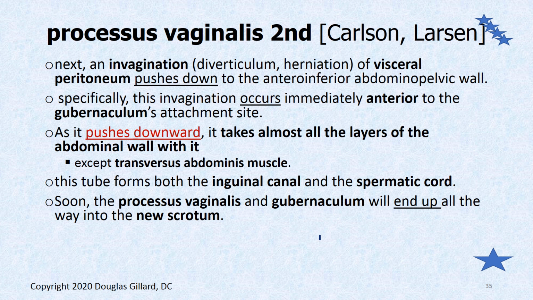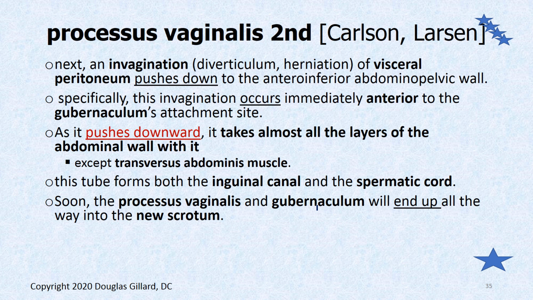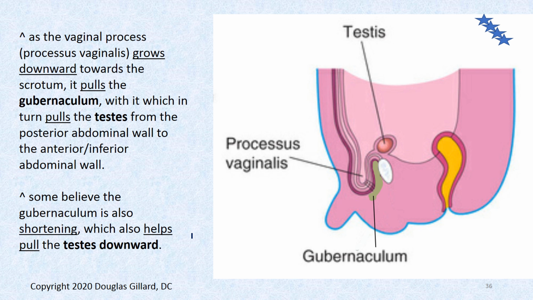Okay, so it pushes down. As it goes down, it takes all the layers, because this is the abdominal wall here. So the abdominal wall has, and I know it's kind of weirdly formed right now, because you think the abdominal wall is up here, but it actually goes all the way down here in the unborn. And it takes all those layers, the external oblique fascia, the internal oblique, transversalis fascia, takes all those guys with it. Okay, so soon the processus vaginalis and gubernaculum will end all the way up and down at the bottom of the new scrotum.